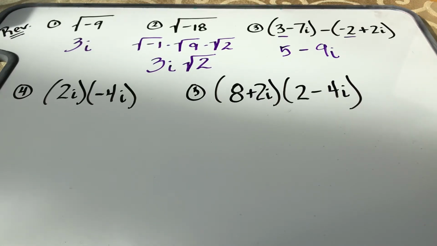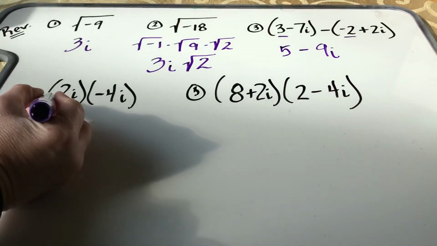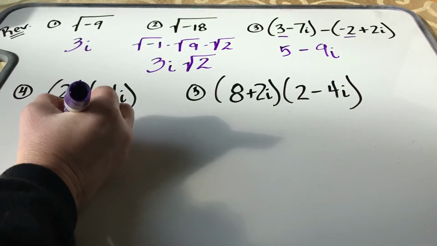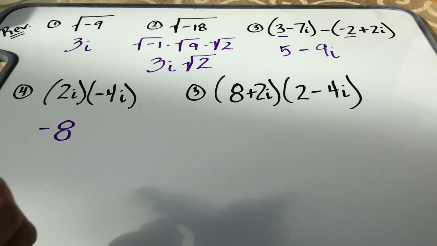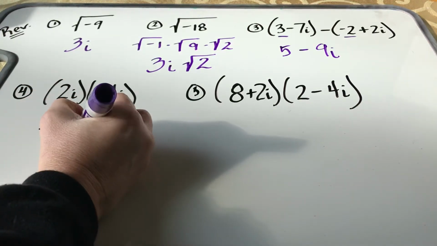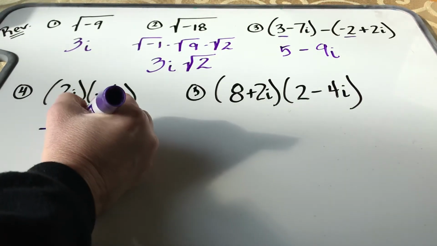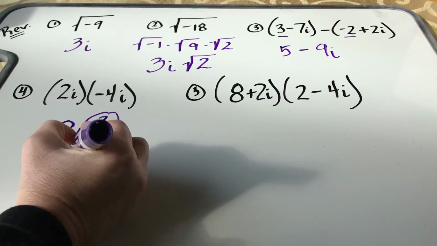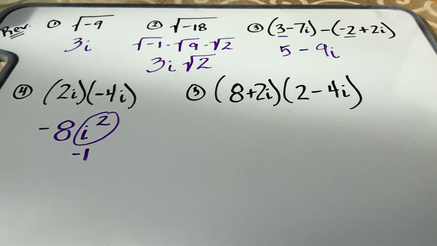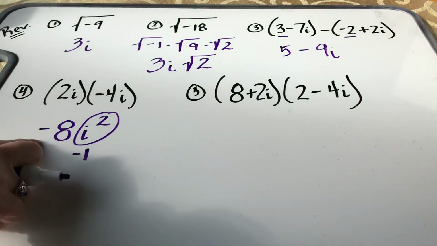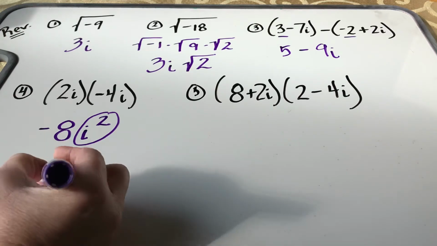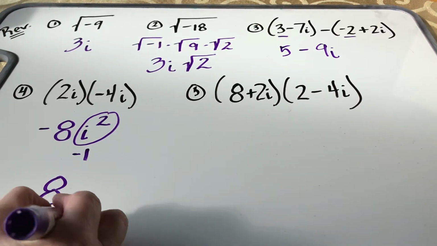So for number 4, this is just multiplication. I have 2 imaginary numbers, so I would just start with the 2. We have 2 times a negative 4, which would be a negative 8. We have i times i, and that would be i squared. Now here is the key. My i squared is equal to a negative 1. Whenever you see i squared, you can replace that with negative 1. That means I have a negative 8 times a negative 1, so my final answer would be a positive 8.